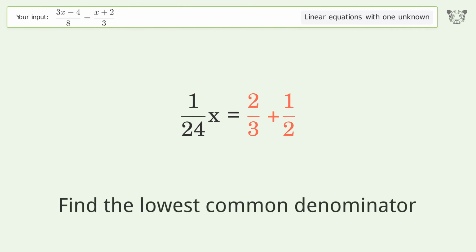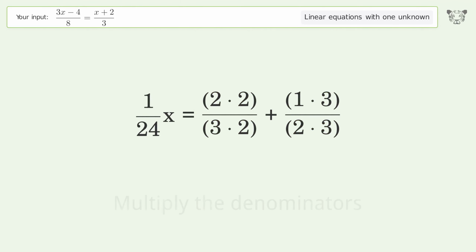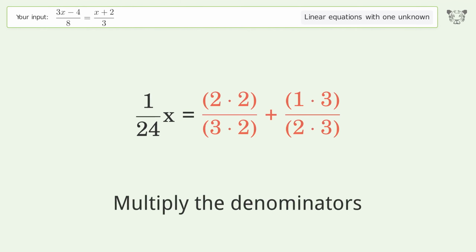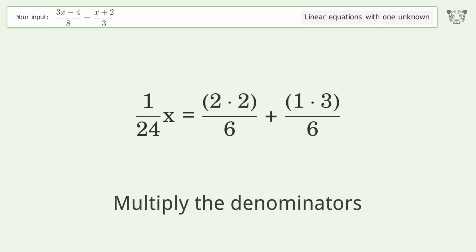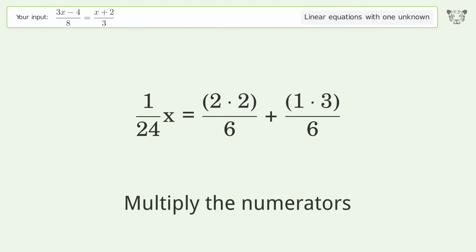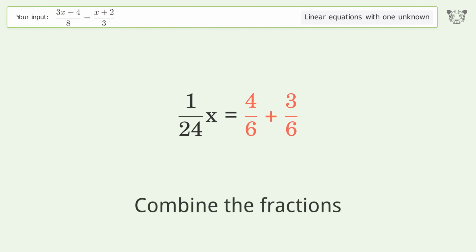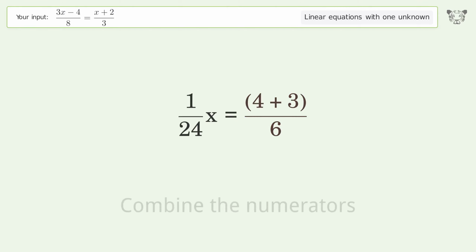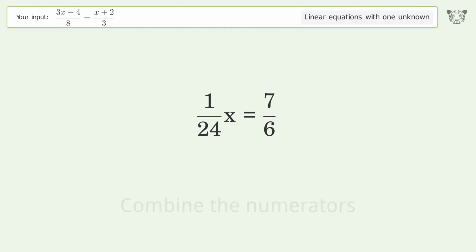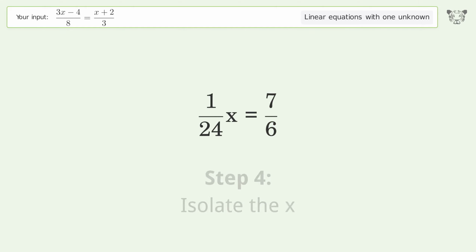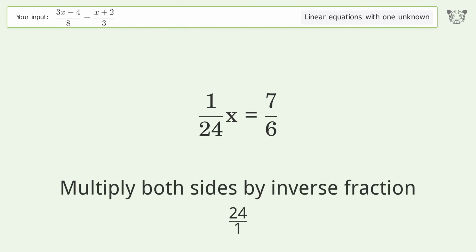Find the lowest common denominator. Multiply the denominators. Multiply the numerators. Combine the fractions. Combine the numerators. Isolate the x. Multiply both sides by inverse fraction 24 over 1.